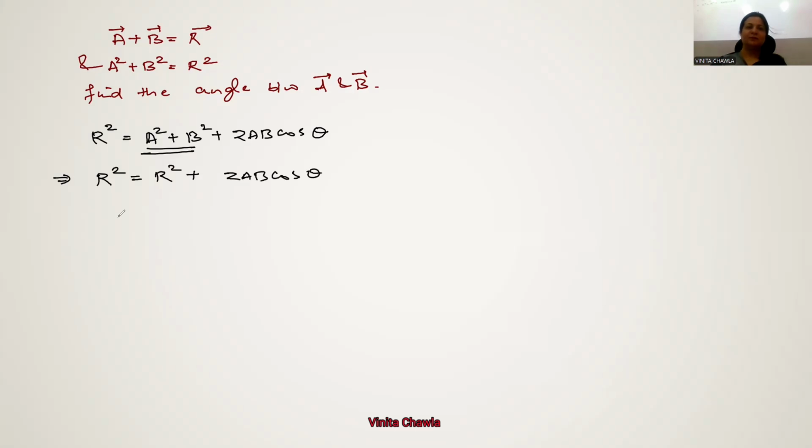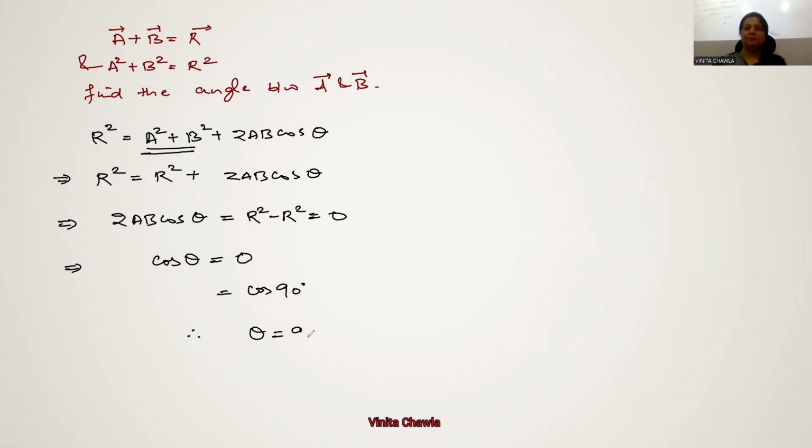This implies 2AB cos theta is equal to R square minus R square, which is 0. This implies cos theta is 0. And when is cos theta 0? At 90 degrees. Therefore, theta is equal to 90 degrees. So the angle between the vectors is 90 degrees.